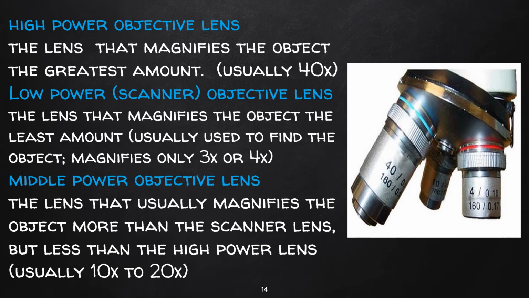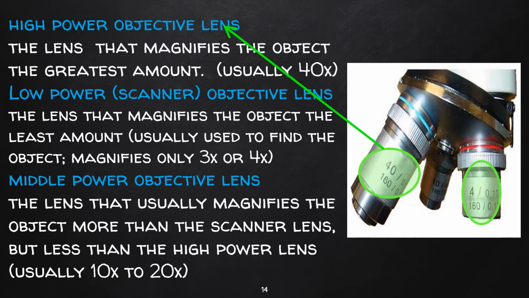Now let's proceed to the microscope objectives. We are going to go through the three types of objectives. Yung pinakauna is known as a high power objective. So this is the lens that magnifies the object the greatest amount. So usually sa mga microscope, it magnifies an object 40 times. Now, malalaman mo that it is a high power objective kasi siya yung pinakamahaba doon sa mga objectives.